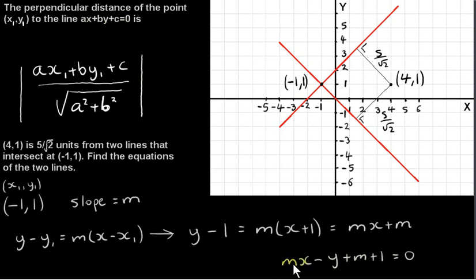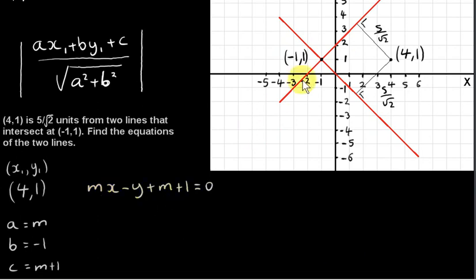You see that a, the coefficient of x, is m, b, the coefficient of y, is actually minus 1. And what about c? Well, c is the constant term at the end. So c is m plus 1 basically. You see, this is just a constant. M is just a number. So we have no x or y appearing in this. So c is actually equal to m plus 1 for this line.